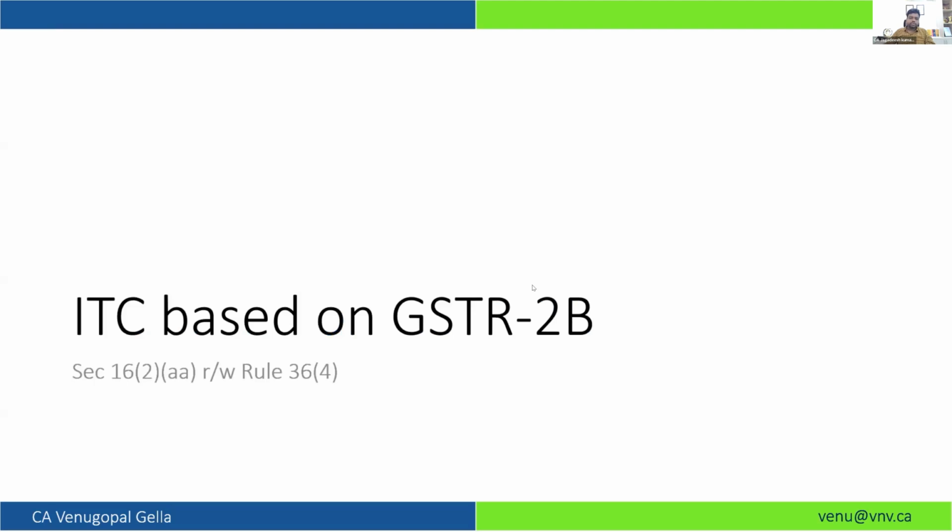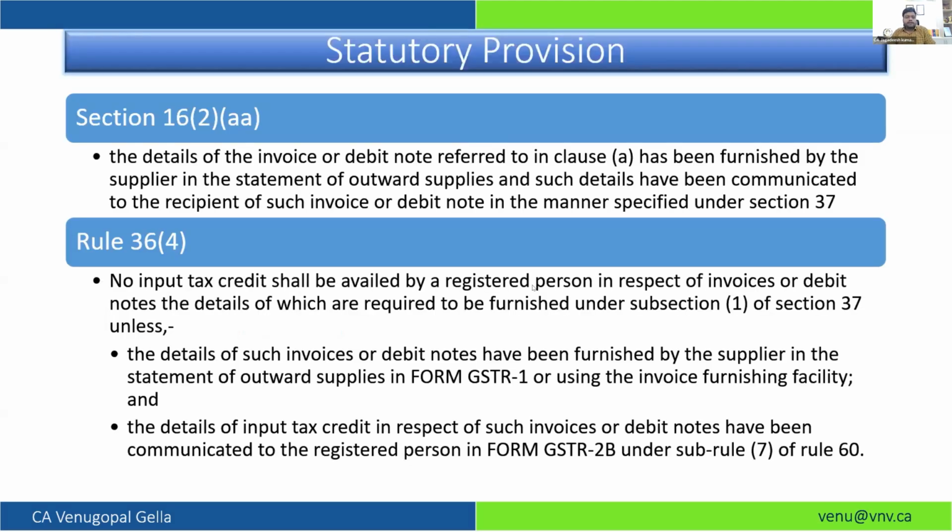ITC based on GST 2B. So this is the new clause added to Section 16 subsection 2 with effect from 1st Jan 2022. So as per this section, ITC can be availed only if the supplier from whom I am purchasing has filed his GSTR-1 and details have been communicated in such manner as prescribed under Section 37. So here the mode of communication is the GST 2B.